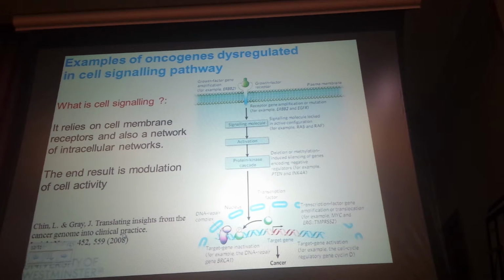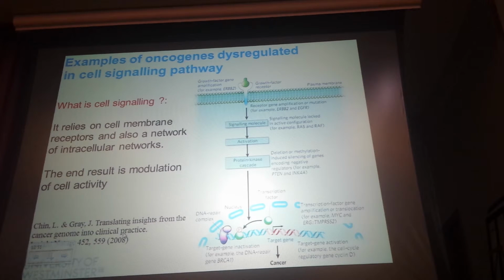And you can find examples of oncogenes all the way through the cell cycle. You can find some growth factor receptors which are amplified in breast cancer, and for instance, ERBB2 is an example of an oncogene that is amplified. Or you can also find EGFR in non-small cell lung cancer.